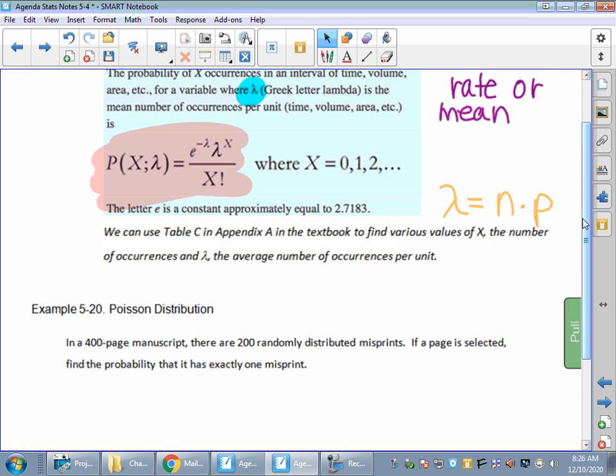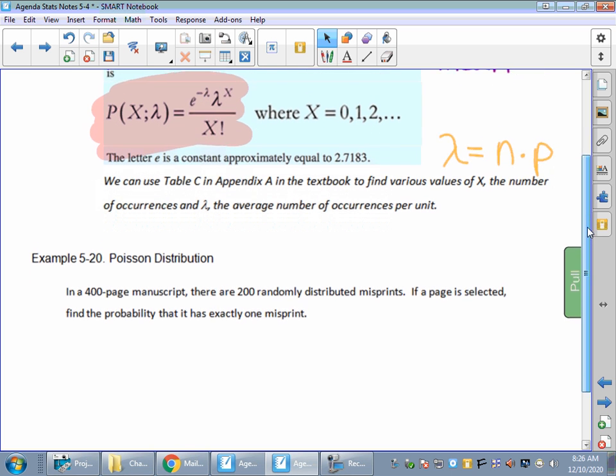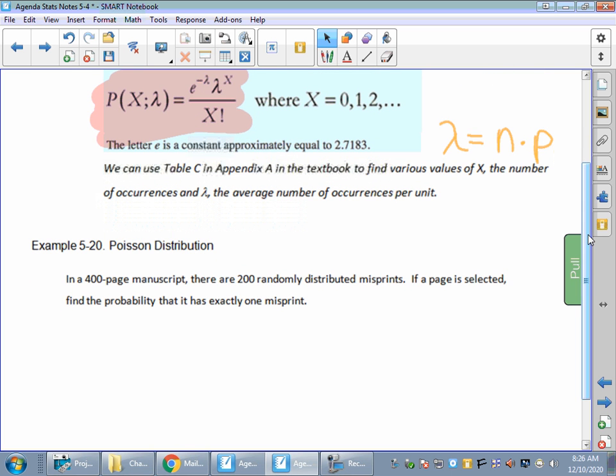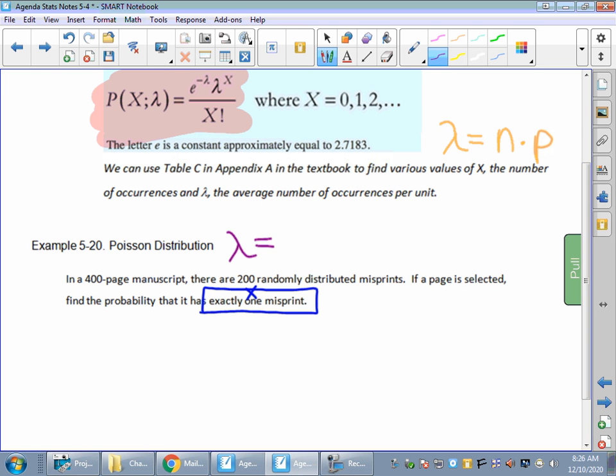All right. So I'm going to help you with lambda. The formula actually looks weird, but it's not as bad as it looks. So let's do a quick example here. In a Poisson distribution, I've got a 400-page manuscript, and there are 200 randomly distributed misprints. So if a page is selected, find the probability that it has exactly one misprint. So here's what it's asking me, right? Exactly one. That's my x. My lambda, I need to know this. Notice there's no n's in here. Lambda is going to be equal to, and I'll probably tell you what you need to find, the average number of errors per page.